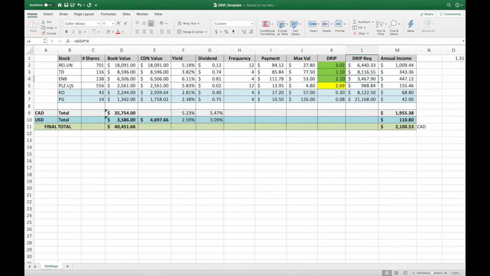For example, let's look at the Plaza REIT, plz.un. I only need to own $1,000 in PLZ to qualify for a DRIP, since it has a very high dividend and it only costs $5 a share. Compare this with something like Procter & Gamble, which is quite expensive at $126 a share, and it has a low dividend, meaning that I have to invest over $20,000 before I can ever get a single DRIP.